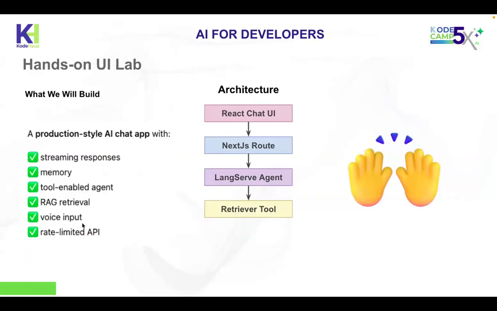We're essentially going to build a chat app, right? With a front end, streaming responses from the front end, memory, right? Tool enabled agent at the back end, RAG retrieval. Then we'll even include voice input and we'll do rate limiting and a bunch of other nice stuff, right?